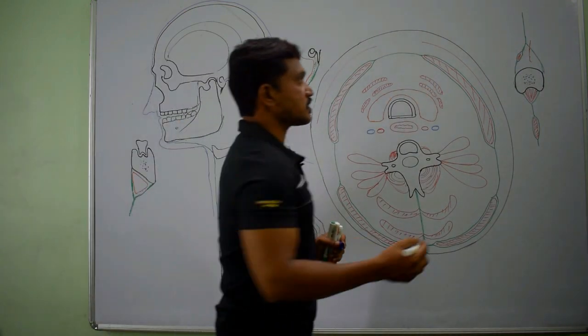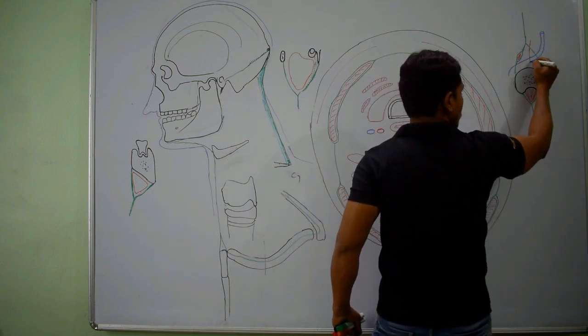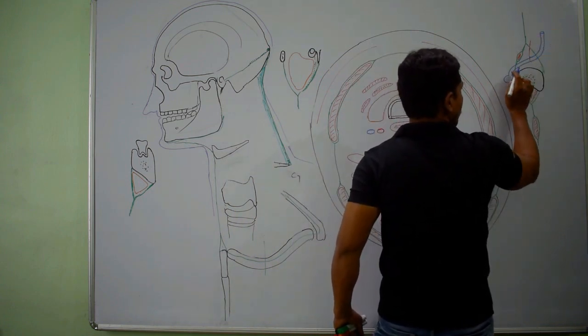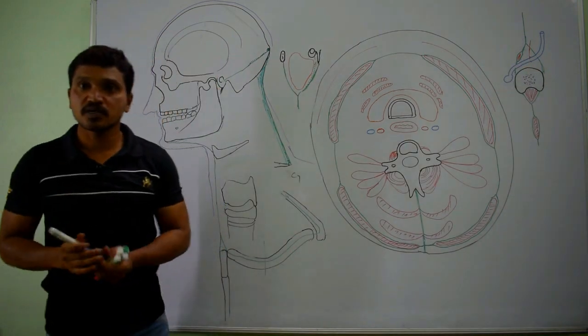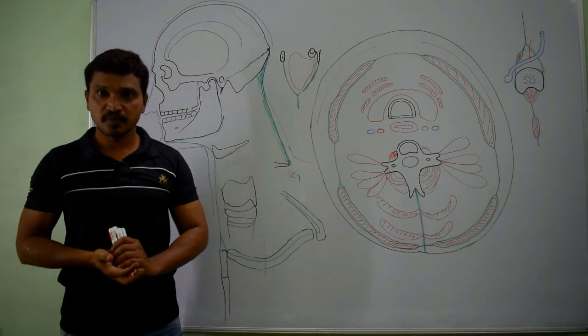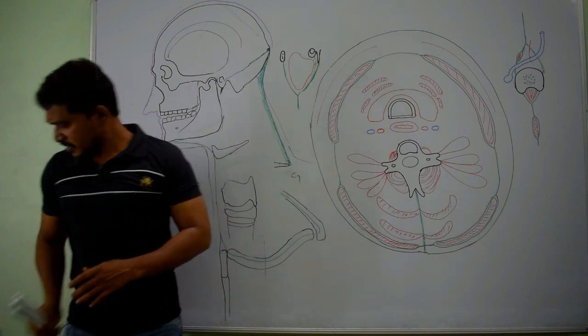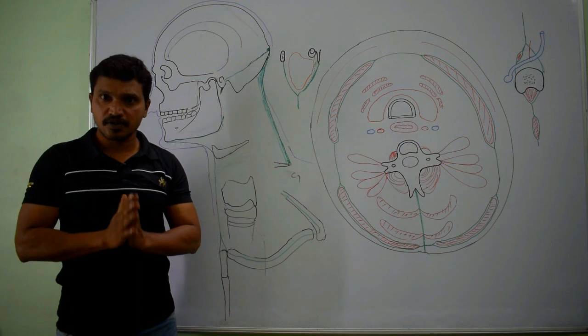One more structure is present here. What is this? External jugular vein. Where does it open? Subclavian vein. So here is the external jugular vein. Very simple. Supraclavicular nerves and external jugular vein are present. Clear? With this we have completed the investing layer of deep cervical fascia.